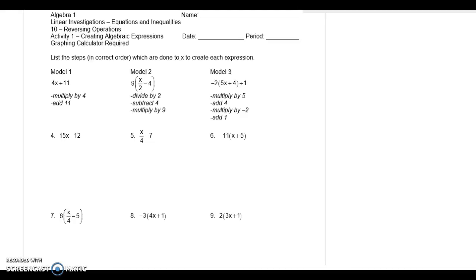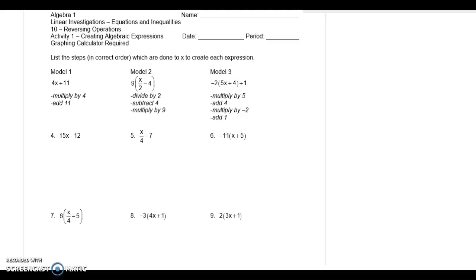As some examples here, we want to just list the steps in which things are done to x for each expression. So in Model 1, we have 4x plus 11. The closest thing to x that we have is that 4. Following order of operations, we know that if we don't have any exponents or parentheses, the first thing we're going to do is multiply some things together. So we have 4 and we have an x. We're multiplying those, 4 times x. And then to that, we're going to add 11.